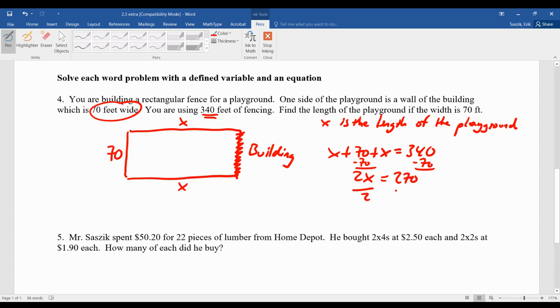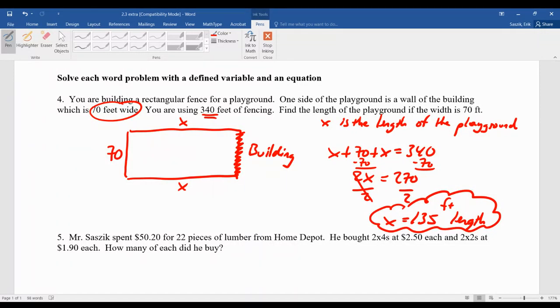Sorry about that. Divide by 2, and we get 135. So that is the length. 135 feet, right? It says find the length of the playground. So that'd be 135 feet. Okay? That's it.